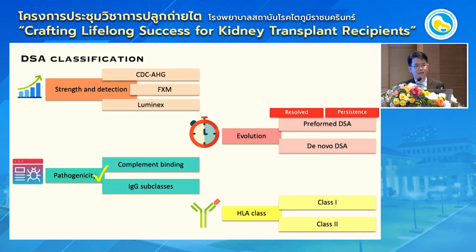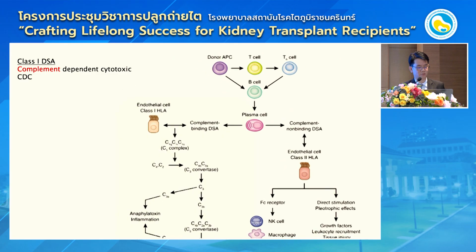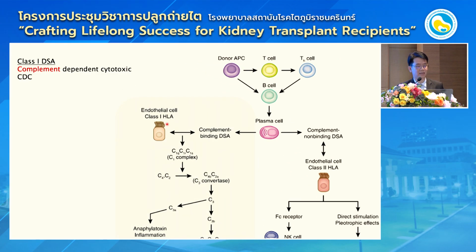For the pathogenicity, I will not touch on it today because it's a little bit far from routine usage. Now let's move to the class of the DSA. When we divide DSA into class 1 and class 2 antibody, the class 1 antibody more often goes to complement-dependent cytotoxic rejection, compared to the class 2 DSA, most of which go through antibody-dependent cellular cytotoxicity.